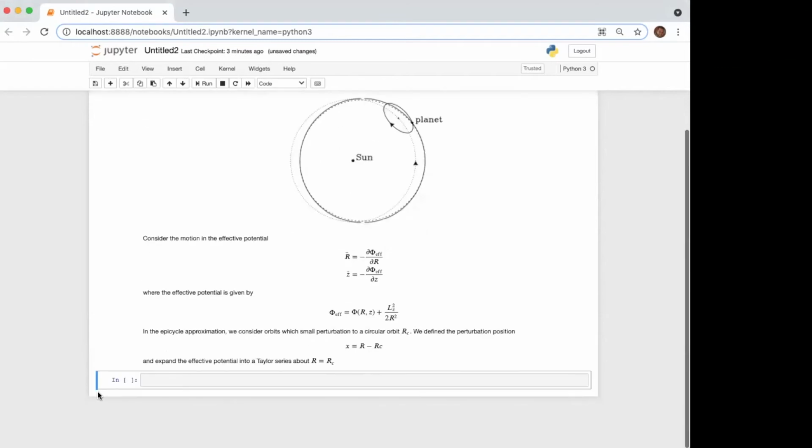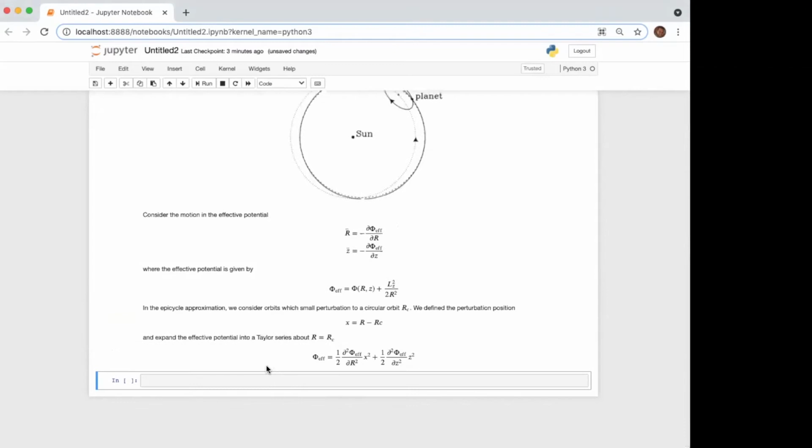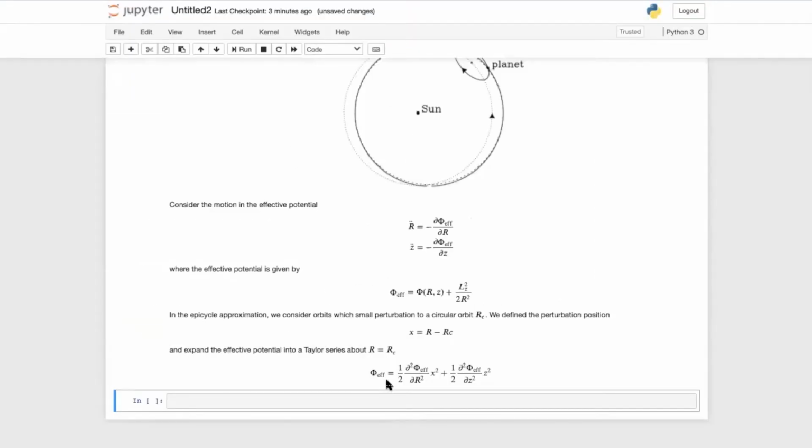So let's now expand the effective potential in a Taylor series around R_C. That's what you have then. The constant, of course, for a potential doesn't matter. And the first derivative cancels because we are around the minimum. So we only have the second derivative, the quadratic terms. Now, these quantities are constants. They are the second derivative of the potential evaluated at a particular point in R and Z. The particular point in R is a position in the circular orbit, and the point in Z is the midplane.